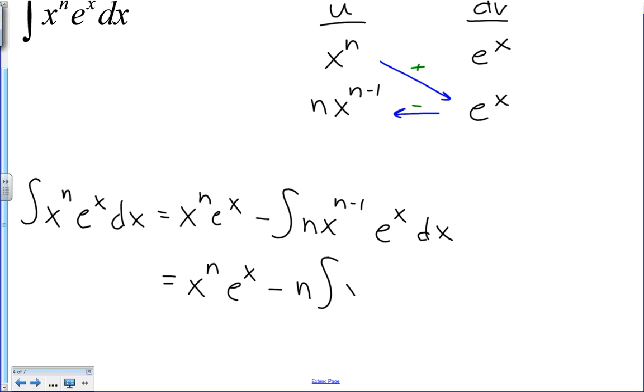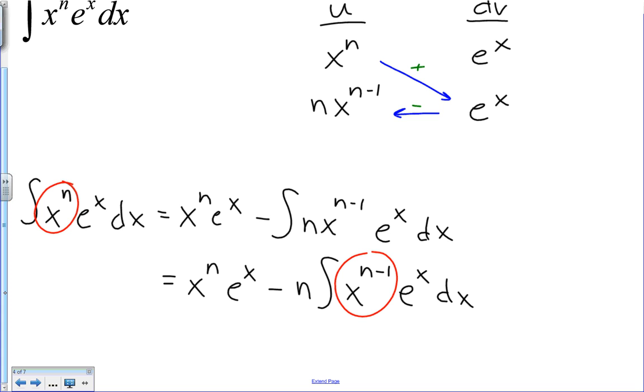N times the integral of x to the n minus 1 e to the x dx. So you can see there that I started out with an integral that involved x to the nth times e to the x, and now I'm able to rewrite this as an integral that involves x to the n minus 1 times e to the x, thus a reduction formula. I've reduced the power on my power function there. All right, so that's the idea behind a reduction formula.